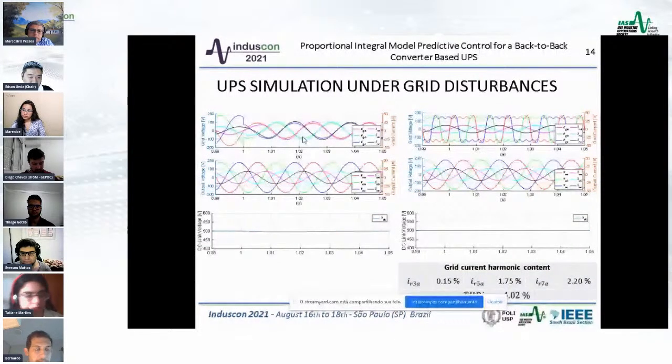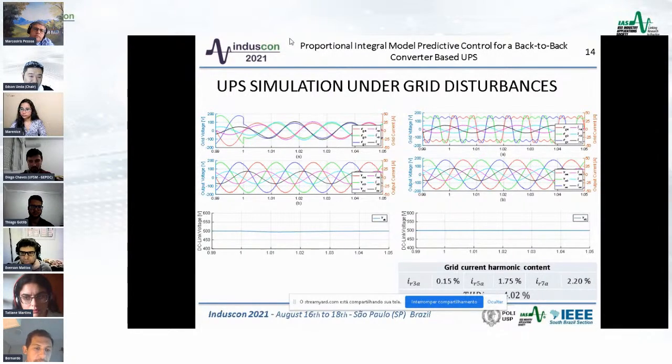So the control senses the sag, and at 1 second, it starts to demand a higher current, as we can see there, to keep the output power constant. So this little noise is common because of this kind of operation, like during this fault.